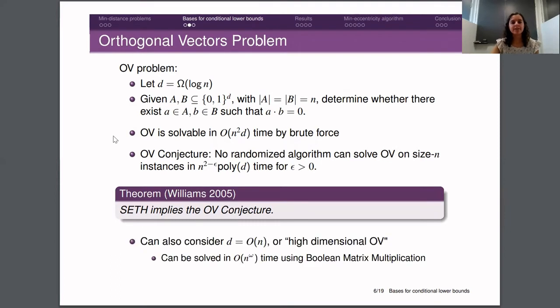You can also consider a variant on the OV problem in which the vectors have a number of bits that is linear in the size of the sets, that is, linear in n. In the standard OV, it's logarithmic. So this is called high dimensional OV. And this can be solved in matrix multiplication time using Boolean matrix multiplication. And it is conjectured to require essentially matrix multiplication time.